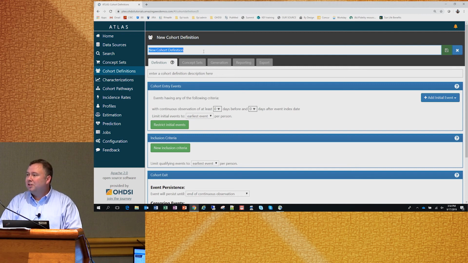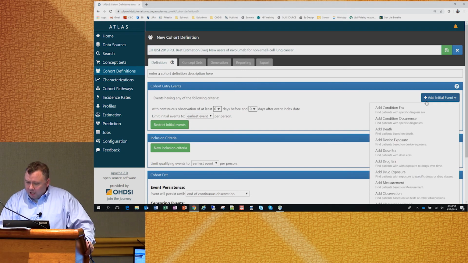So I'm going to create a new cohort. I just was on the front page, clicked Start New Cohort, and this is going to be our OHDSI 2019 PLE Best Estimation Ever. And this is new users of Nivolumab for non-small cell lung cancer.